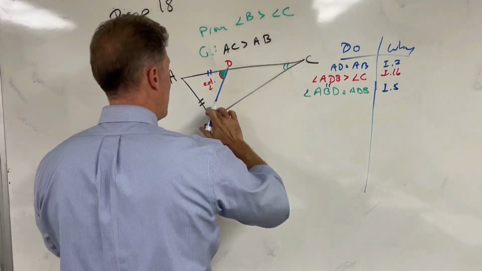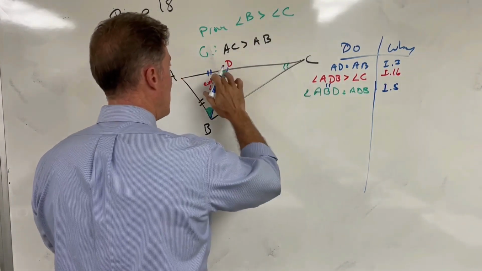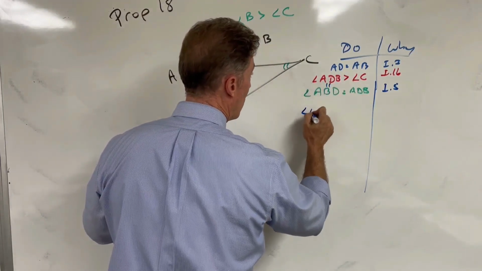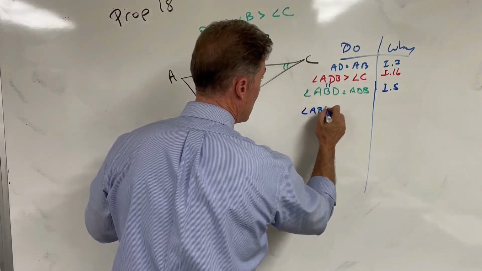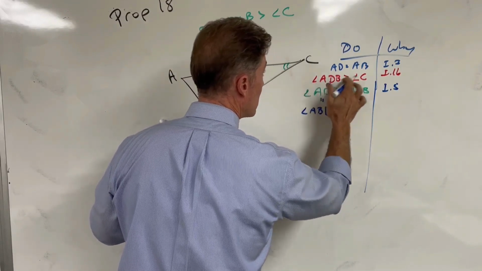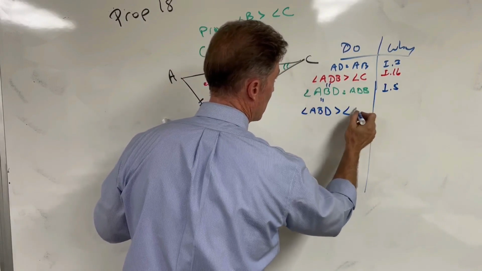But if ABD is equal to ADB and ADB is greater than angle C, then angle ABD, this angle here, is greater than angle C, because this is equal to this and this is greater than this, therefore this is greater than this.